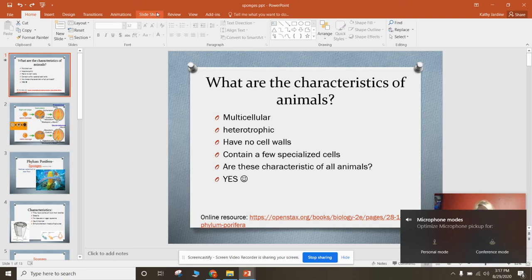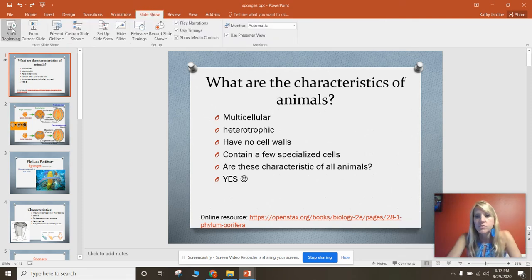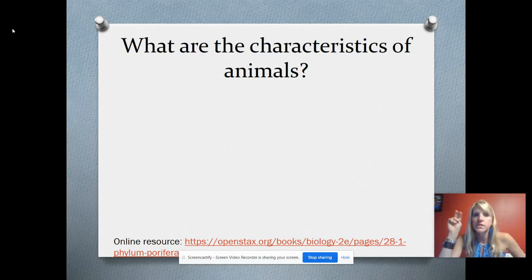Hi, I'm Mrs. Jardine, and right now we're going to talk about sponges. First I'm going to review the characteristics of animals, because this is the first animal that we're going to talk about. Do you remember any of the characteristics of animals?